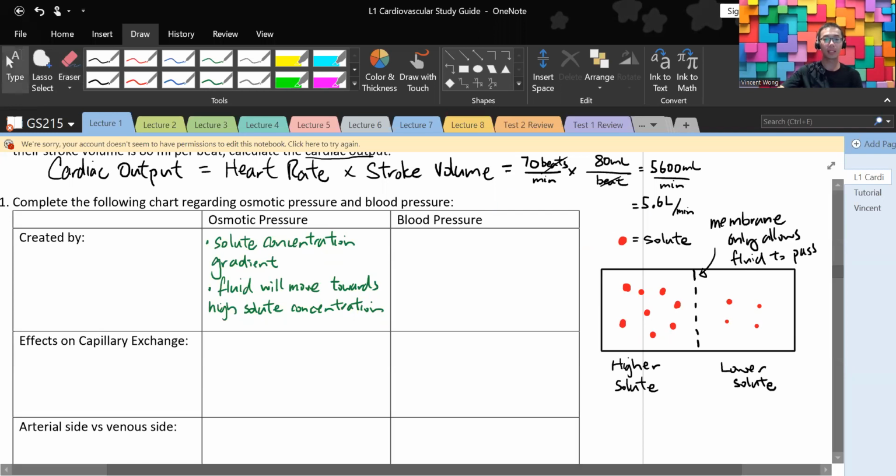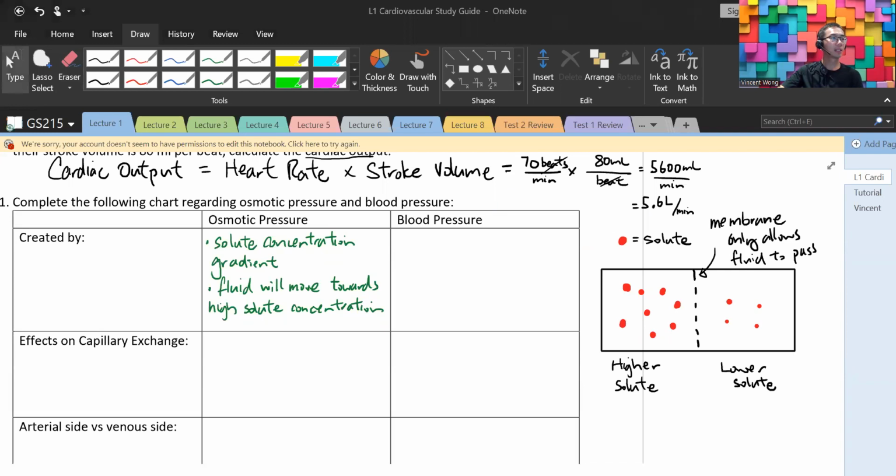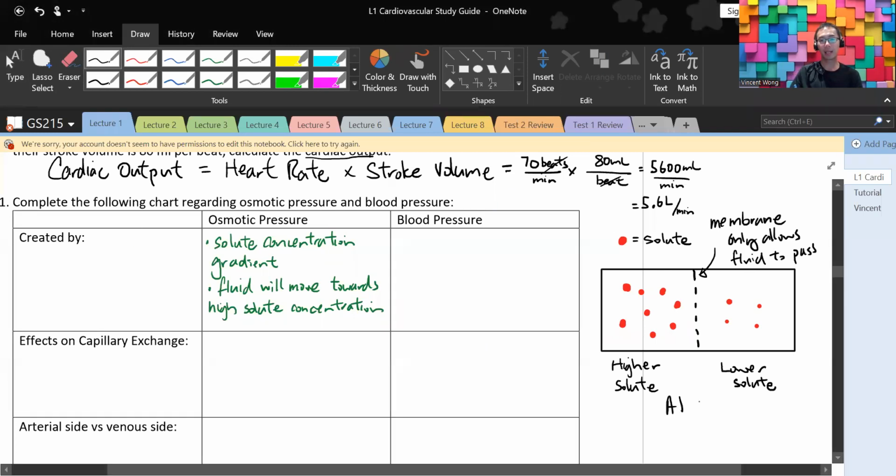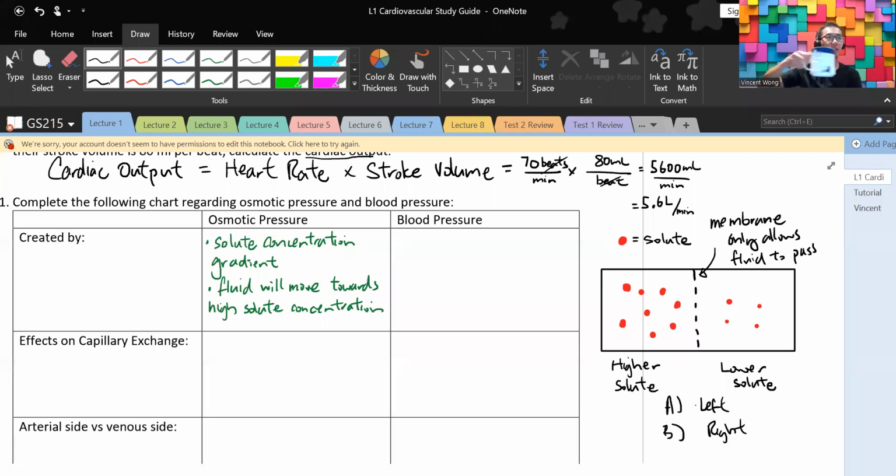Let's do a poll. Okay. Let's see. If you think it's going to go to the left, then say A. Okay. If you think it's going to go to the right, do B. Okay. So A is to the left, B is to the right. And if you're not sure, just pick something. Okay? You have a 50-50% chance.